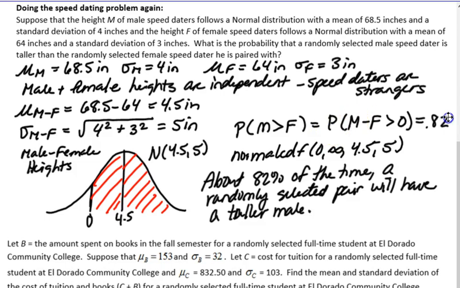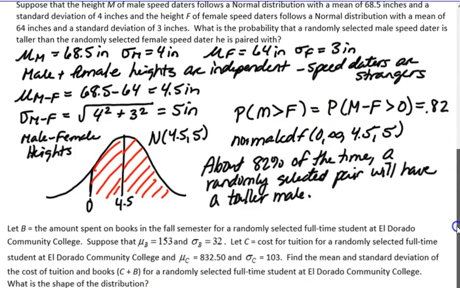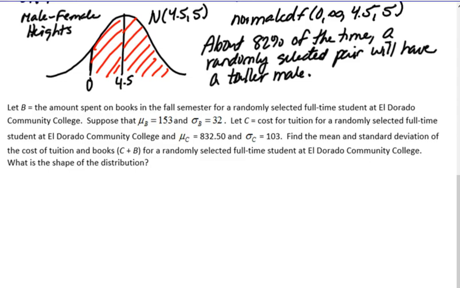Okay, now what about variables that aren't independent? Let's look at one more example here. Let B equal the amount spent on books in the fall semester for a randomly selected full-time student at El Dorado Community College. Suppose that mu of B equals 153 and sigma of B equals 32. Then let C equal the cost for tuition for a randomly selected full-time student at the same college. Mu of C is $832.50 and sigma of C is 103. Pretty inexpensive community college here.